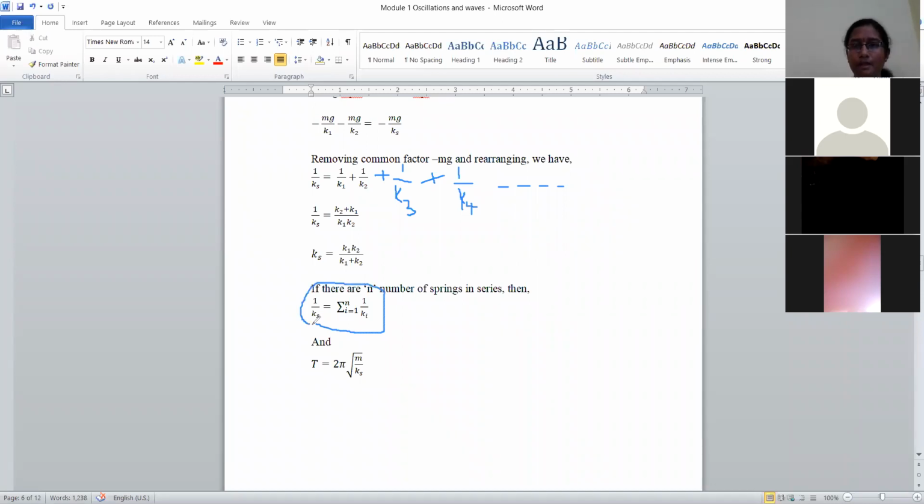And what is the time period? T is equal to 2 pi into root of m by Ks. So this is the time period. Ks is the force constant for the combination in series. So this is the equation for the time period.